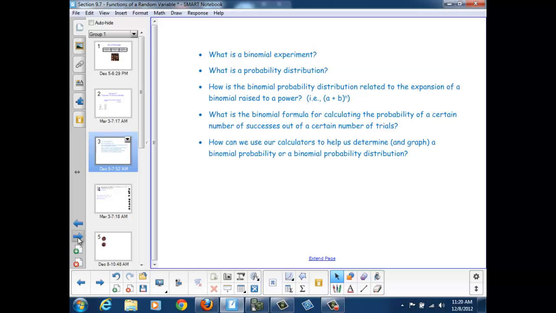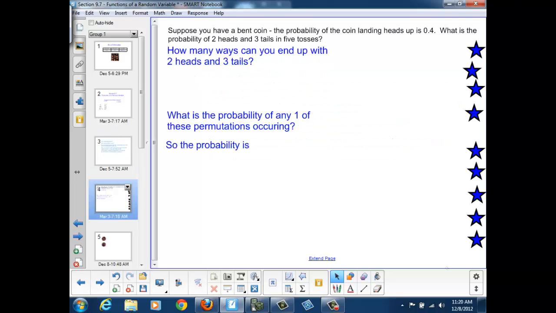Well, let's look at an example. Suppose you have a bent coin. The probability of the coin landing heads up is 0.4. What is the probability of 2 heads and 3 tails in 5 tosses? Now notice that this question is not saying 2 heads and then 3 tails, but it's any combination of 2 heads and 3 tails in 5 tosses.